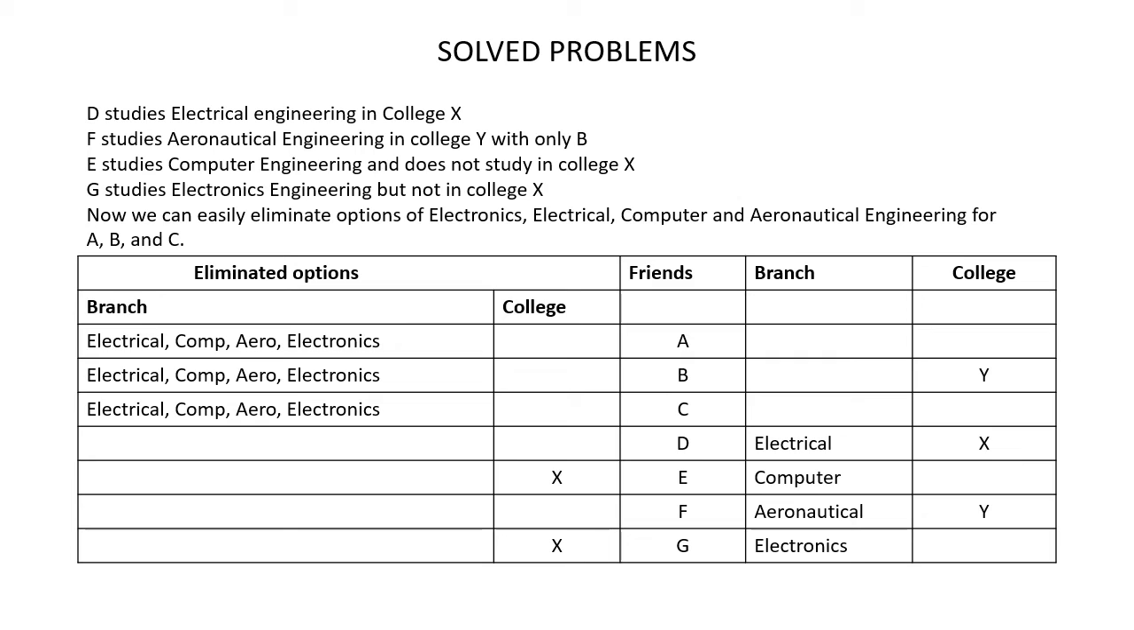It's given D studies electrical engineering in college X. So mark electrical engineering as the branch for D. He studies in college X. So write X under college for D. This shows D studies electrical engineering in college X.